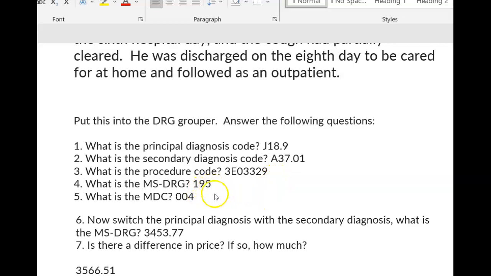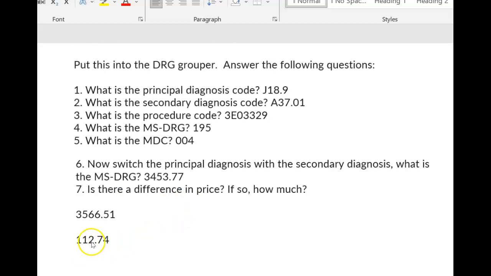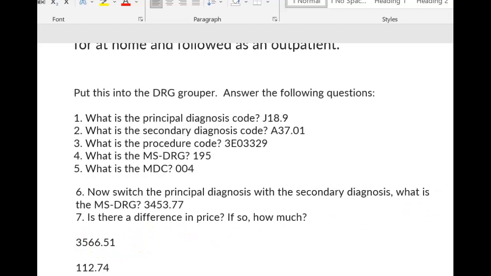MS-DRG 195. The MDC 004. So we have the MS-DRG price difference is going to be about 112.74. And now I'm going to go into just show you how to switch these around, how we can know the price difference.